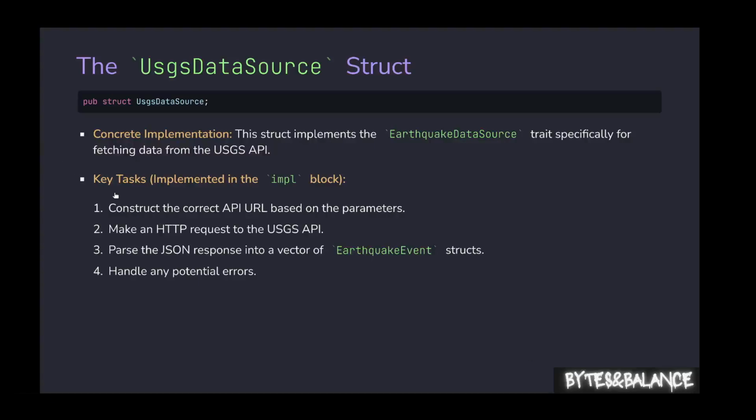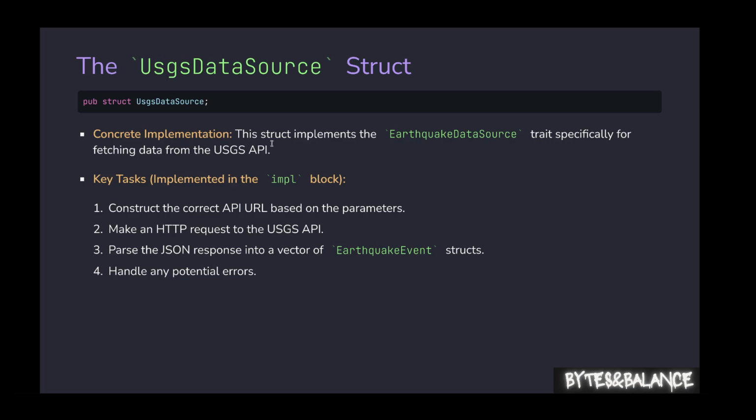Now let's bring the EarthquakeDataSource trait to life with a concrete implementation. The USGSDataSource struct is our specialist when working with the USGS API. Its job is to take the parameters you give it, format, time range, and minimum magnitude, and do the heavy lifting. Build the API URL, which means it constructs the exact web address needed to get the right earthquake data from the USGS. Make the request, which means it sends an HTTP request to that URL asking the USGS for the data. The USGS sends back the data in JSON format. The USGSDataSource unpacks this JSON into a tidy list of EarthquakeEvent objects that we can use.